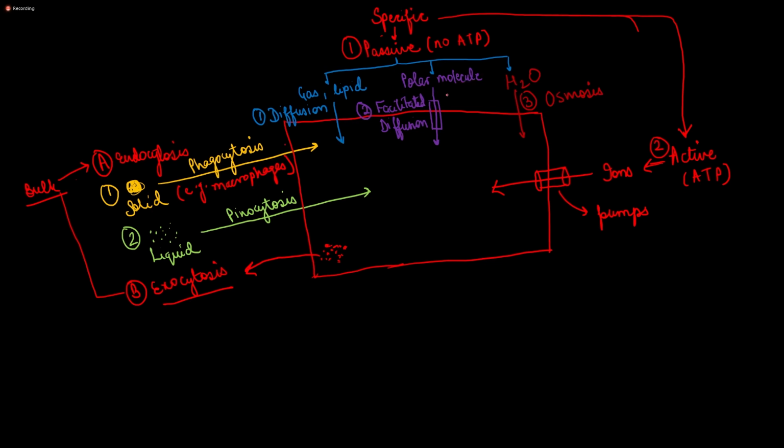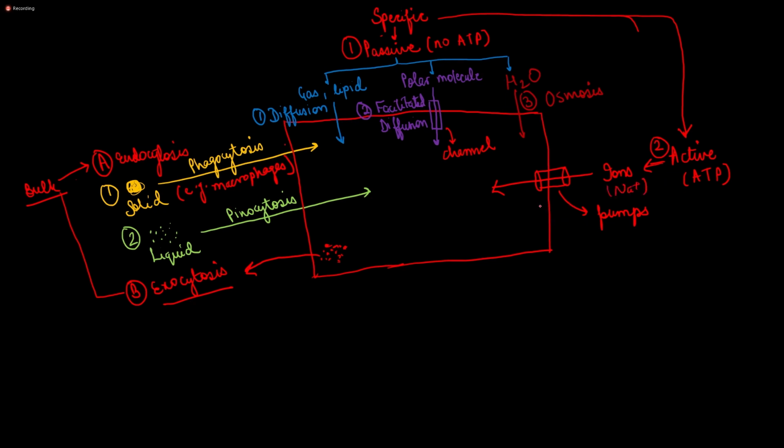If it is a polar molecule, then it will pass through facilitated diffusion through this protein. This protein is called a channel. And if it is a water molecule, it will simply pass through osmosis. In the case of active transport, it will require ATP, and these are mainly for ions. The ions move via this pump. Examples of ions can be sodium ion, potassium ion, etc.